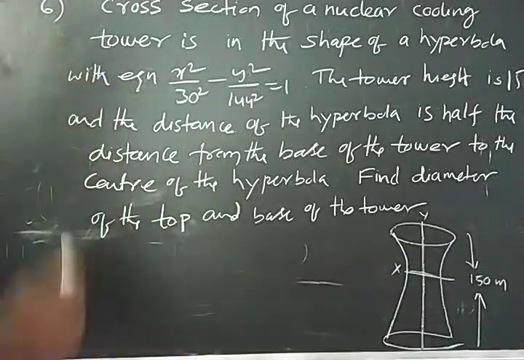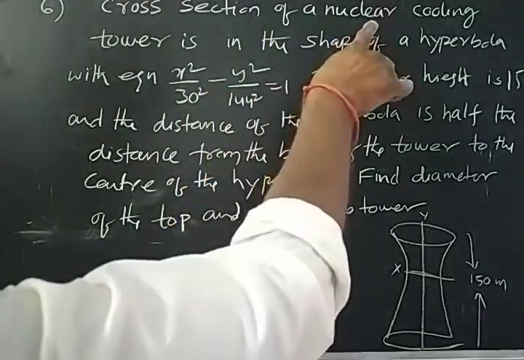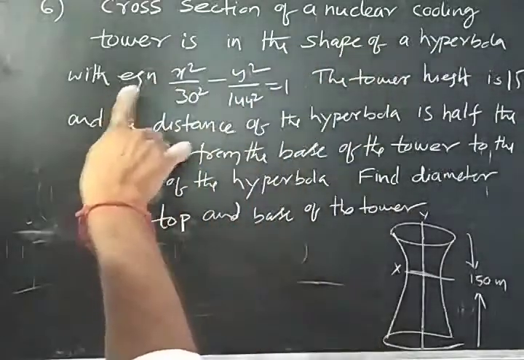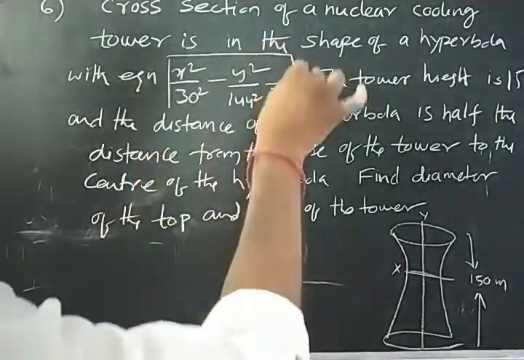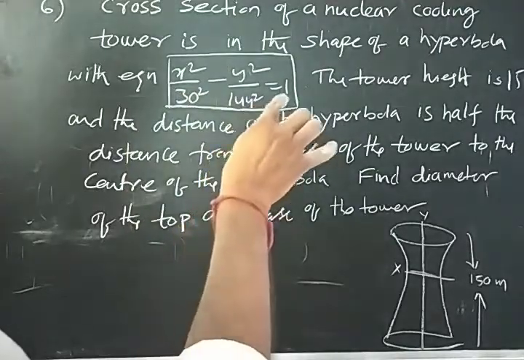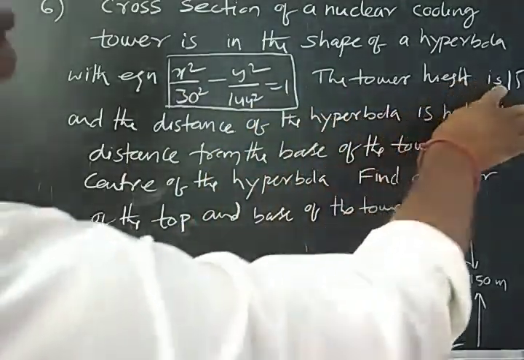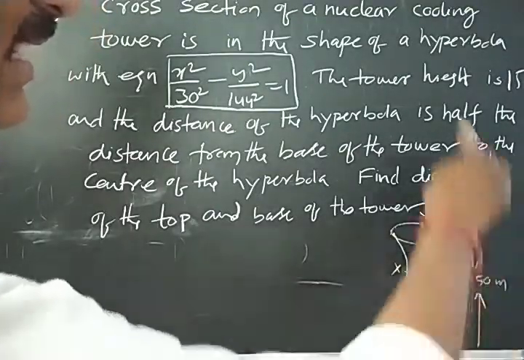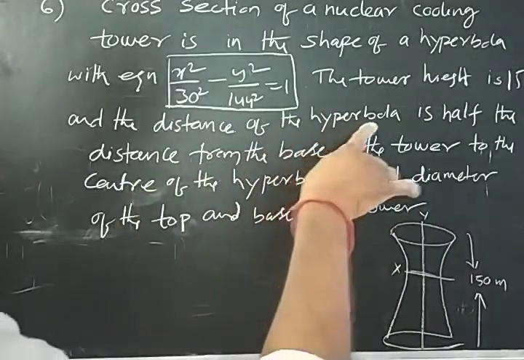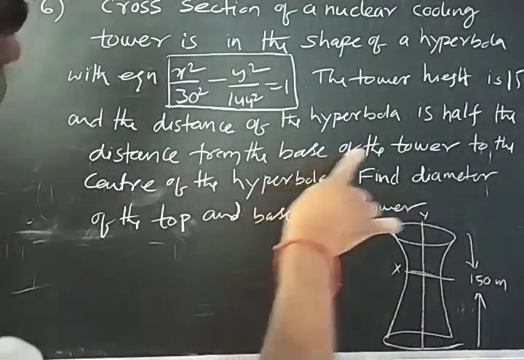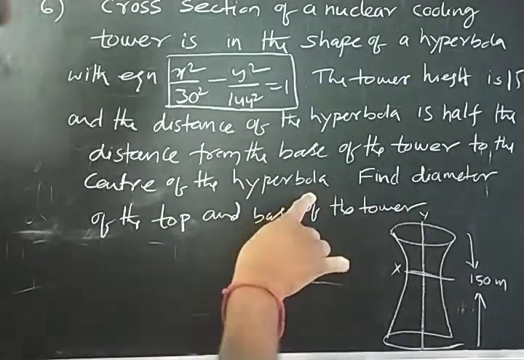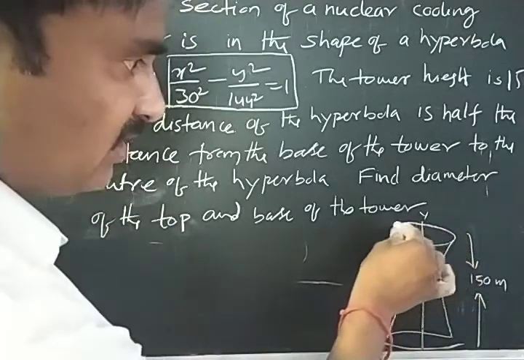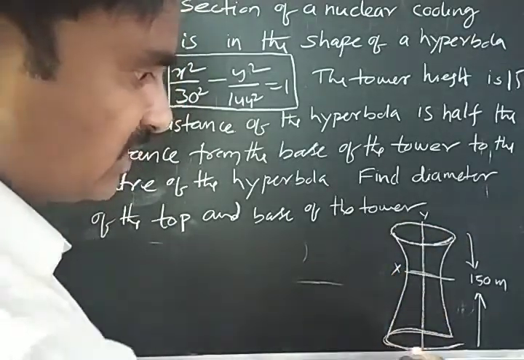Now question number 6. The cross section of a nuclear cooling tower is in the shape of a hyperbola with equation x square by 30 square minus y square by 144 square is equal to 1. The tower height is 150 meters. The distance of the top of the hyperbola is half the distance from the base of the tower to the center of the hyperbola. Find the diameter of the top and base of the tower.